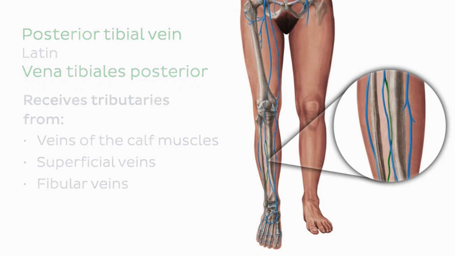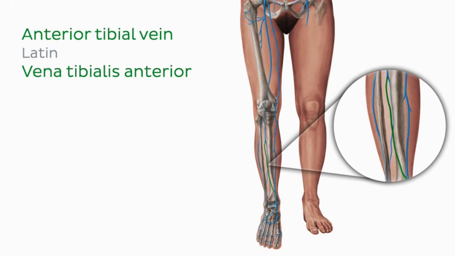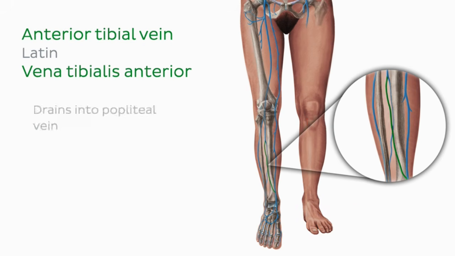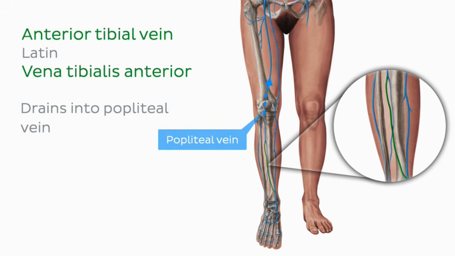The next deep veins we see here are the anterior tibial veins, also located in the leg, but anterior to the tibia. They are formed by the venae comitantes of the dorsalis pedis artery. In other words, the anterior tibial veins are formed by the veins that accompany the dorsalis pedis artery of the top of the foot. And the anterior tibial veins drain into the popliteal vein, which we'll look at next.